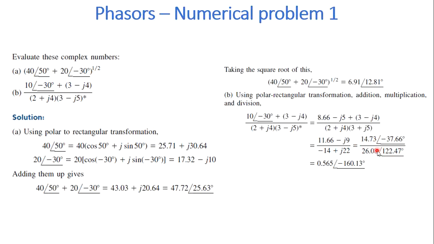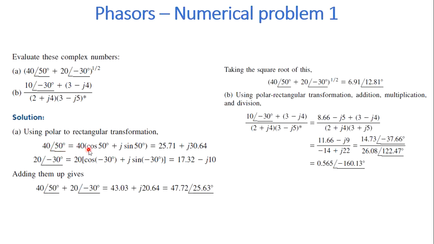Now divide these numbers. 14.73 by 26.08 will give you this, and this number, minus 37.66, and this angle, if we move it up here, is minus 122.47. Both added together give you minus 160.13.